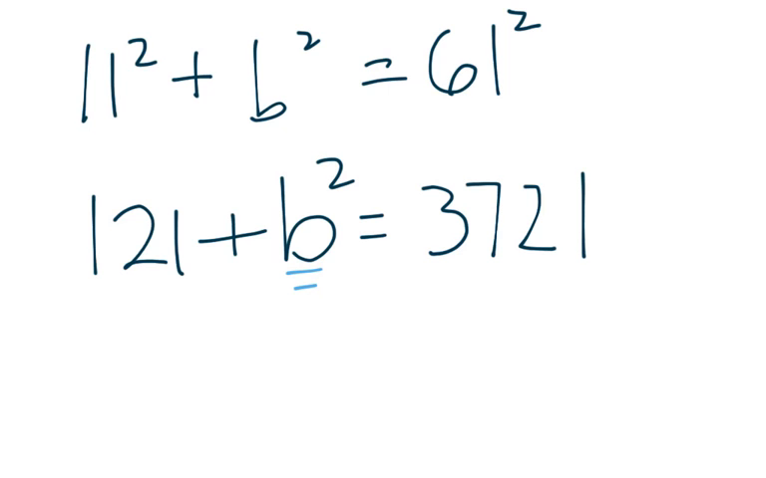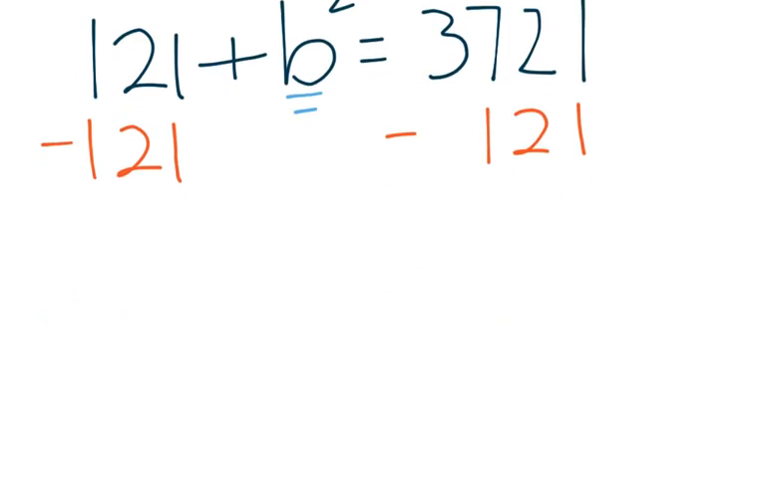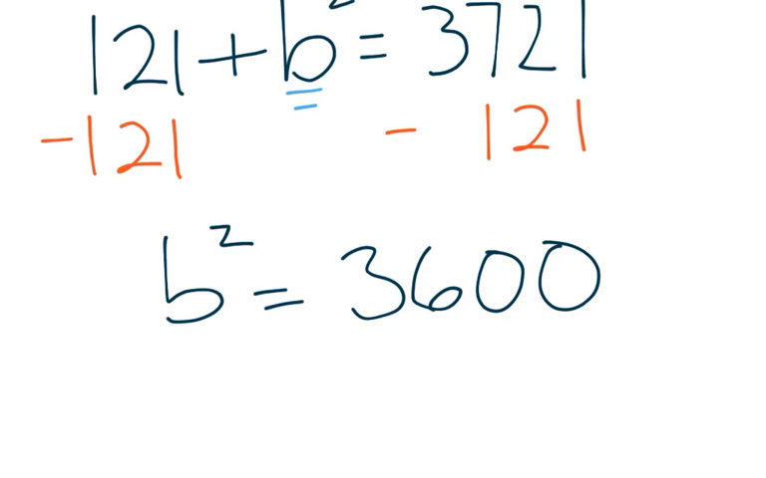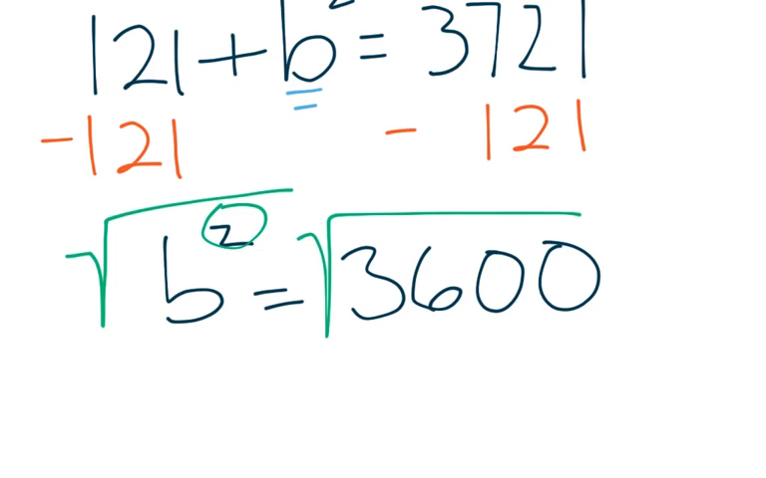So the way we do that is we subtract 121 from both sides. Okay? So now on this side we just have B squared, and on this side we have 3600. Okay? And because this is squared, we're not looking for B squared, we're just looking for B. So the way we undo a square is by finding the square root of it. So we want to square root both sides.